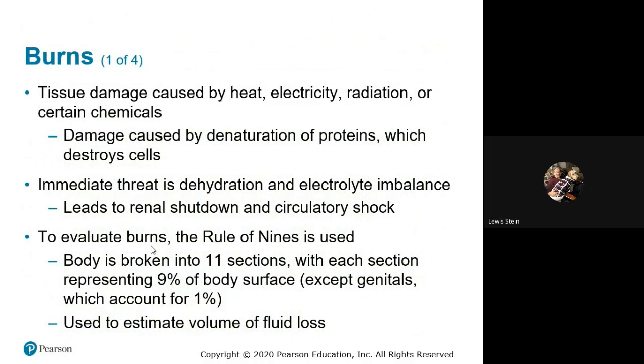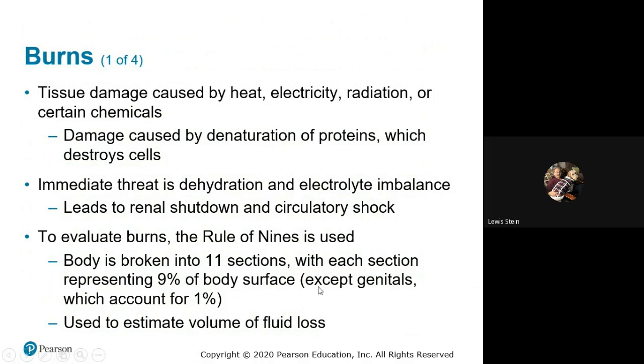Burns are just that. They break down proteins. It doesn't matter, proteins denature and change, with heat or cold. Temperature is the most significant factor. Dehydration and electrolyte imbalance, you lose fluid, you go into shock.